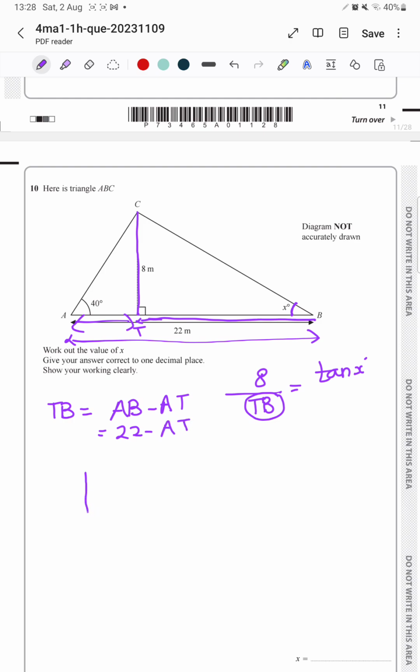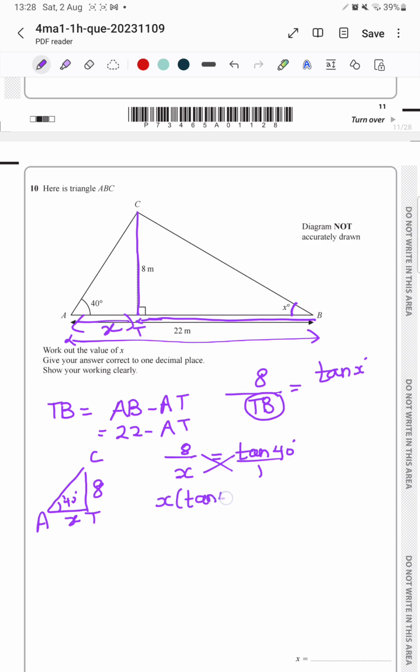How? If you take this triangle ATC, this angle is 40 degrees. Let's say this is x and this is given as 8. So I can say 8 over x is equal to tangent 40 degrees. Or I can say, cross multiplication, x multiplied by tangent 40 degrees is equal to 8. So x is equal to 8 over tangent 40 degrees.